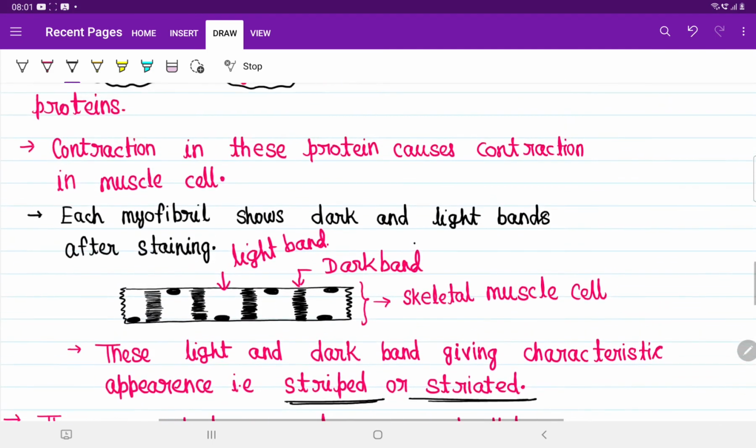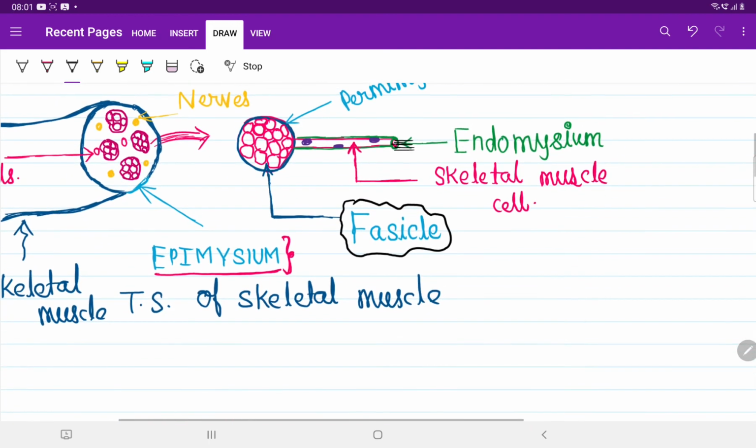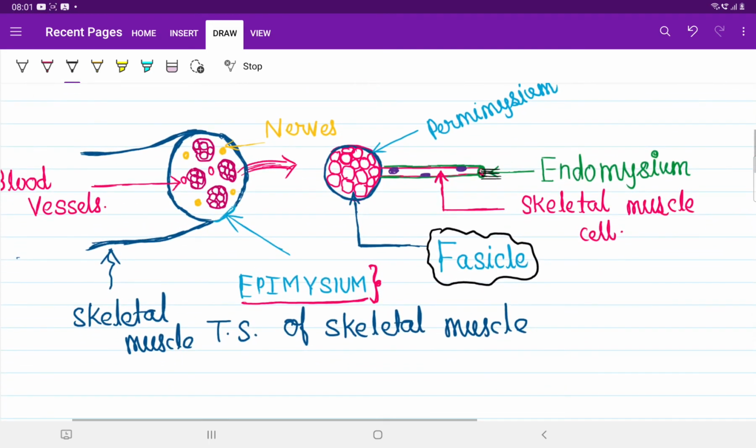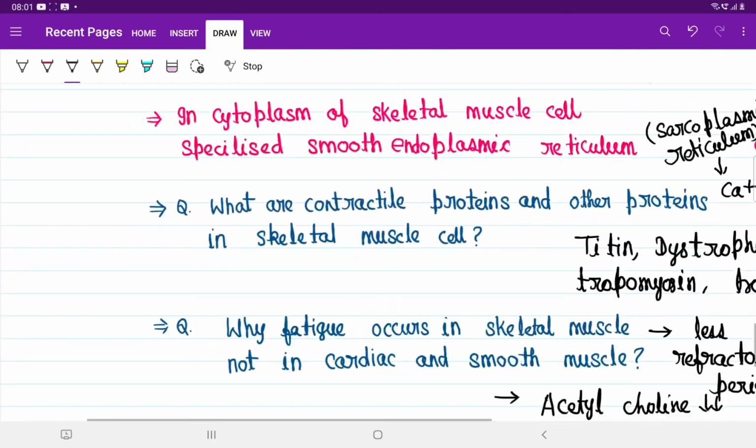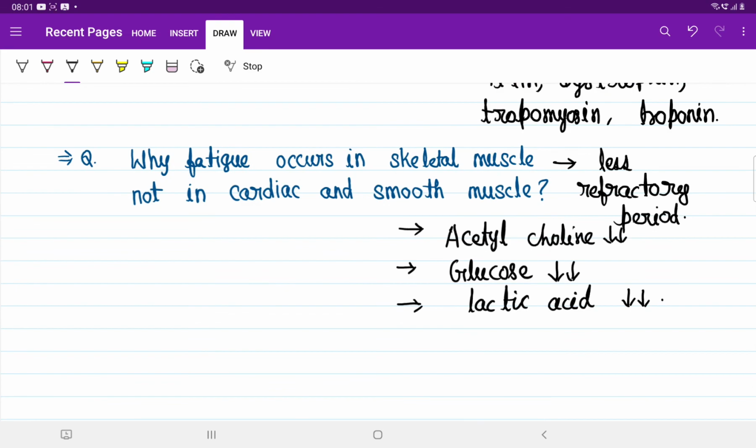So in this video we discussed the cellular structure of the skeletal muscle cell, and then we discussed the arrangement of skeletal muscle, and then we discussed which kinds of protein are present here. The remaining we will see in the next video.